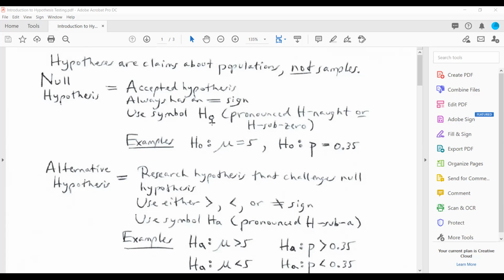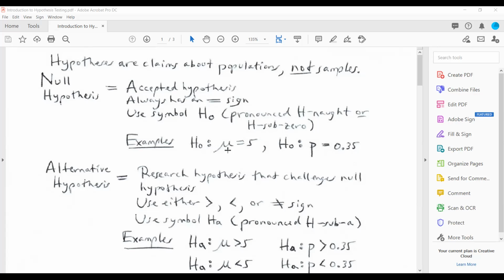Now, our null hypothesis always has an equal sign in it, right? It doesn't have less than or greater than or not equal to, always the equal sign. So an example would be our null hypothesis, H naught is mu, which is our population mean, is equal to 5. That's one example of a null hypothesis.